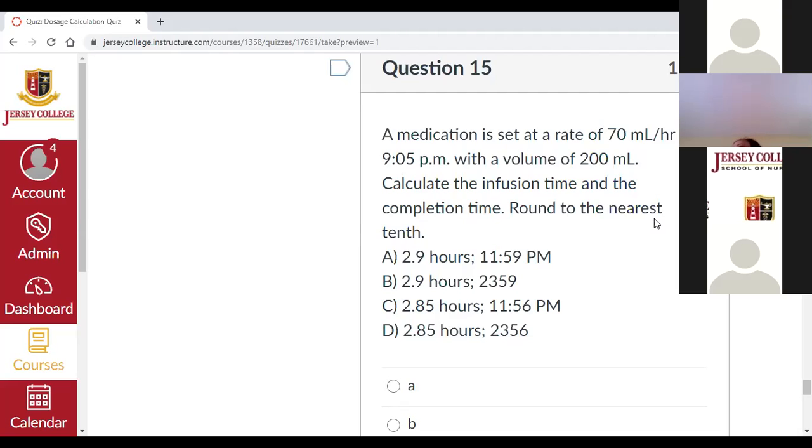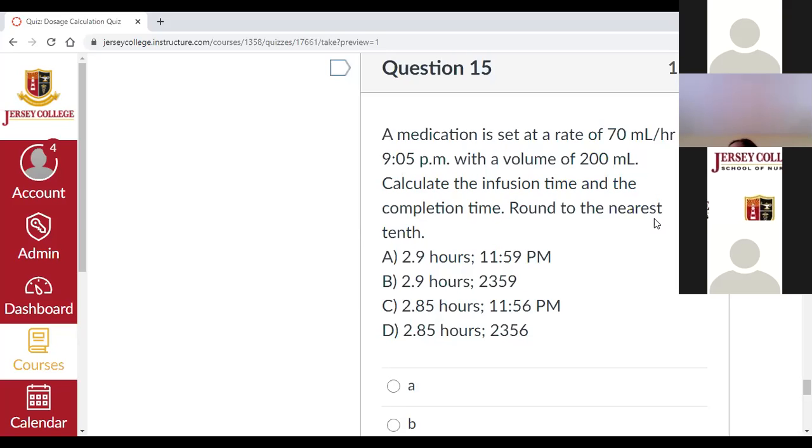So here's the rest of the calculation now, okay? You have a pump going at 70 mLs an hour with a volume of 200. So you have to figure out how long it's going to take to infuse. First thing you have to do is take your total volume of 200 and divide it by 70.